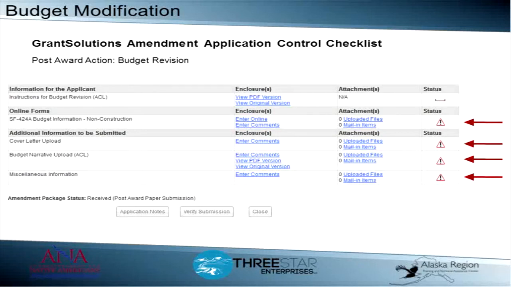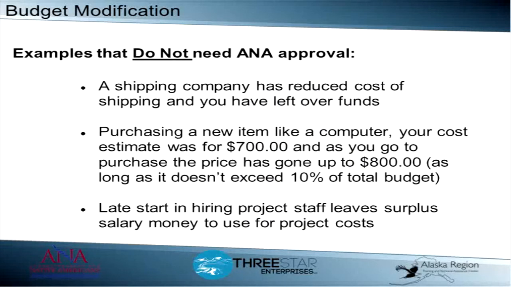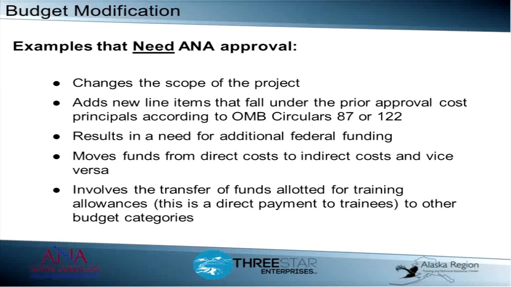These are some examples that do need ANA's approval. Things that result in a change in the scope of your project. A change in scope for ANA purposes is a change that may result in a significant alteration of the approved project activities, a change in the direction of the project, or the type of services delivered, the number of beneficiaries to be served, or the trainings to be provided.